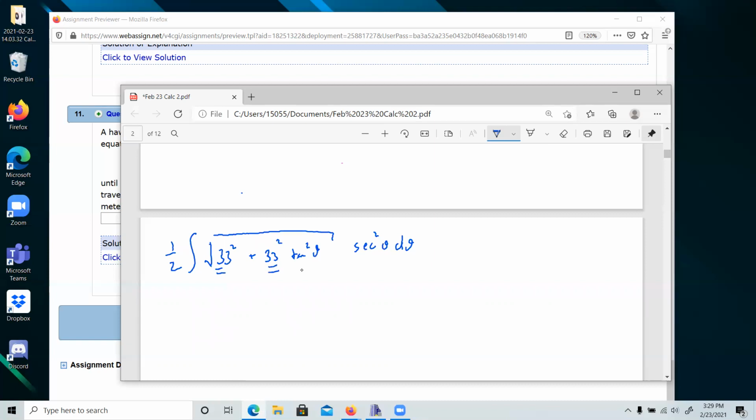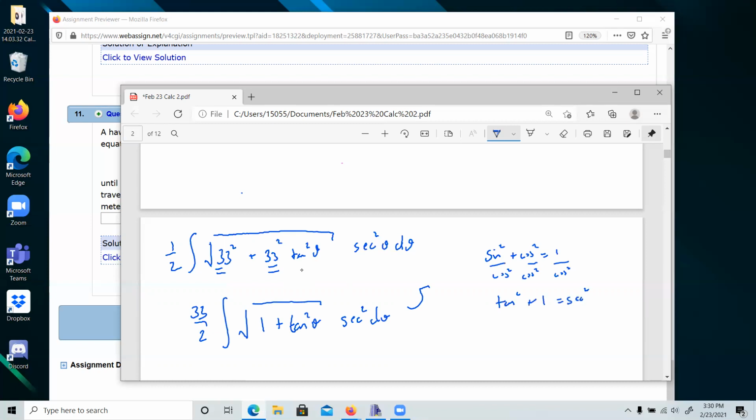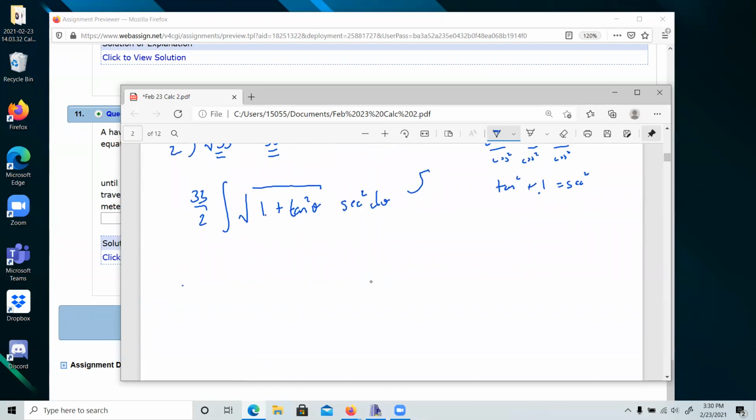So let's pull the 33 squared out of the square root. So we have 33 over 2 integral, the square root of 1 plus tangent squared, secant squared d theta. Well, we can remember that tangent squared plus 1 is equal to secant squared. Hey, we've got a tangent squared plus 1 right there. That looks like secant squared. So we've got 33 over 2, and then the square root of secant squared times secant squared d theta.